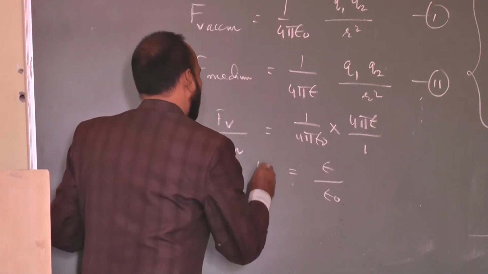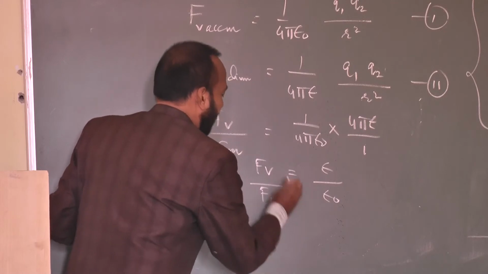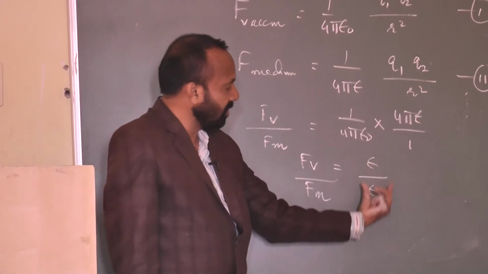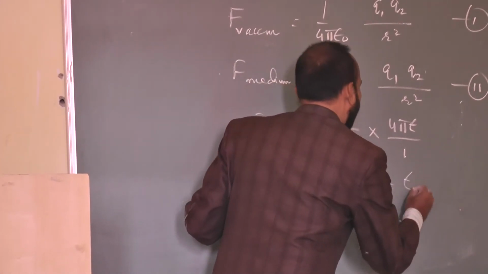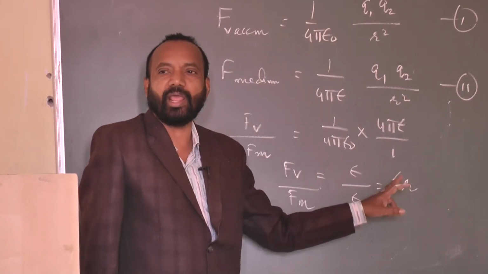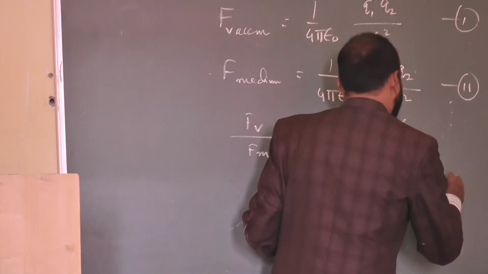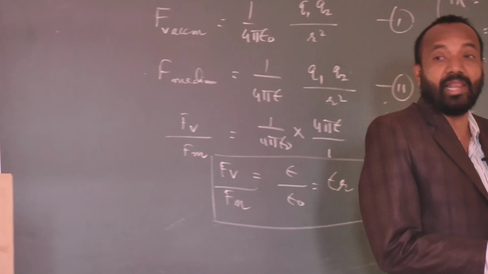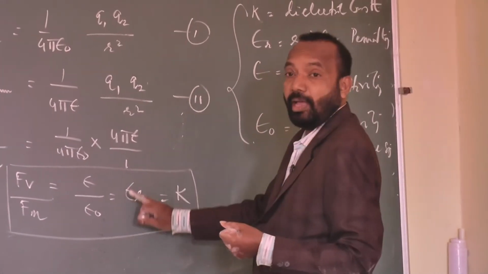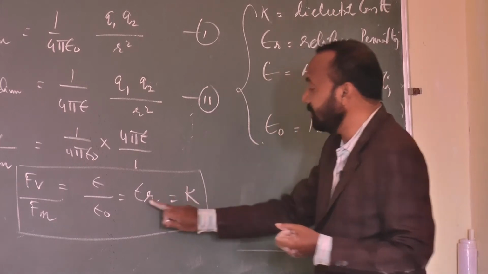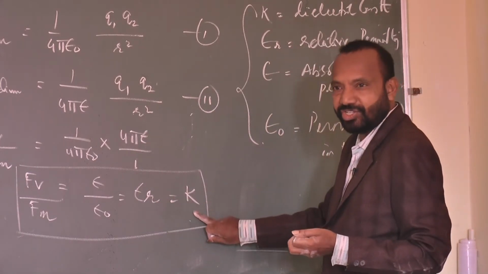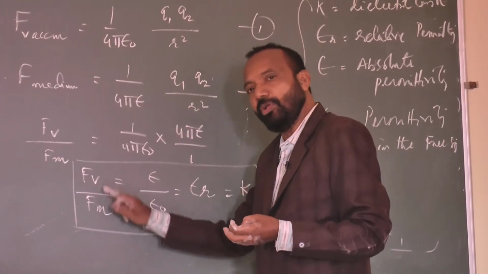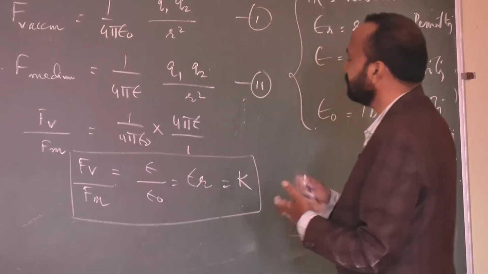Now, this is Fv by Fm. Fv is the force of interaction due to vacuum, Fm is the force of interaction due to medium. Then epsilon by epsilon naught is equal to relative permittivity, epsilon r, which is equal to the dielectric constant K. So, this expression we must remember. This is the relationship between the dielectric constant and relative permittivity. So, K is equal to epsilon r, and that is equal to the ratio of force due to vacuum to force due to medium, we can say like that.